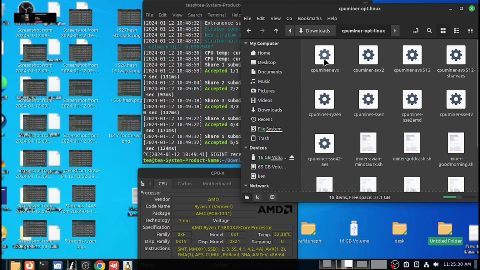So I'm going to test each one of these. I'll test the AVX all the way through, the Ryzen. That way we'll see which is better and see if the Ryzen is optimized or not.